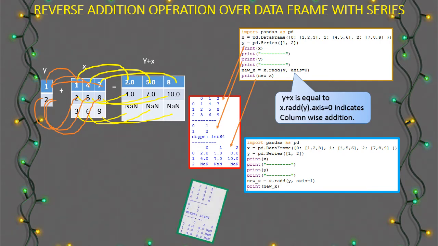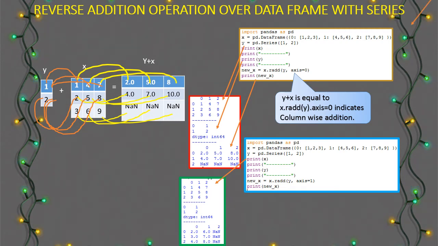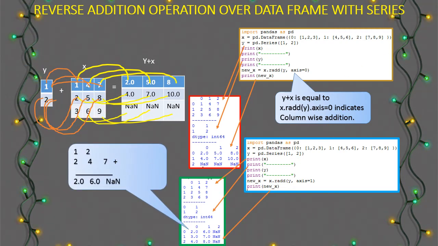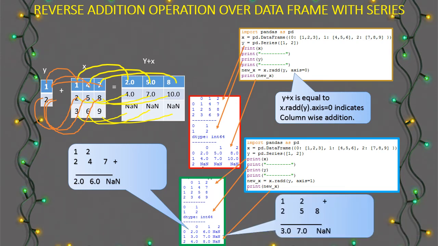With the same data, use axis equal to 1 for reverse additions. It means row-wise data will be added. So the first row, 1 plus 4 is 7, okay, and if we add it with 1 2, so the result, of course, is row-wise data. Unmatched data returns Not a Number.